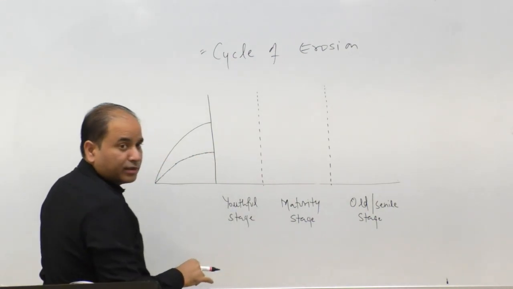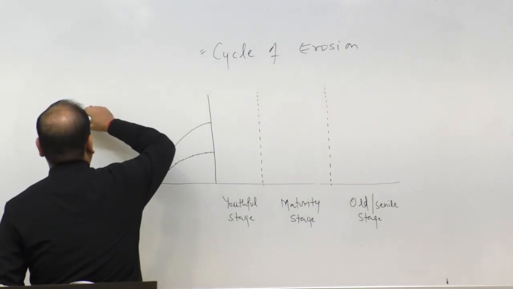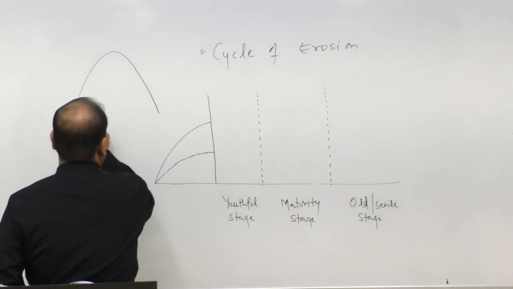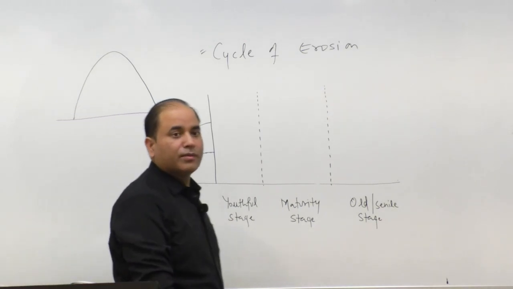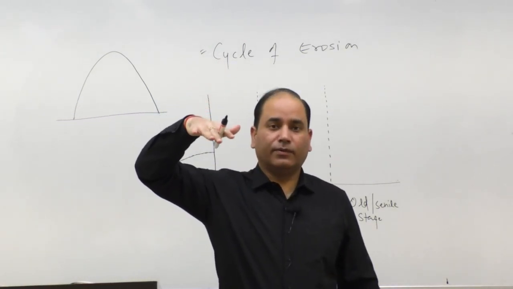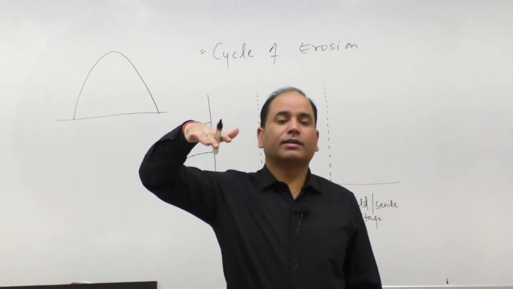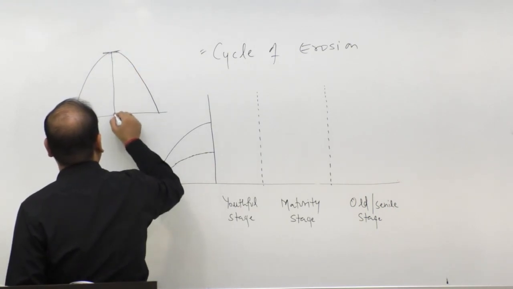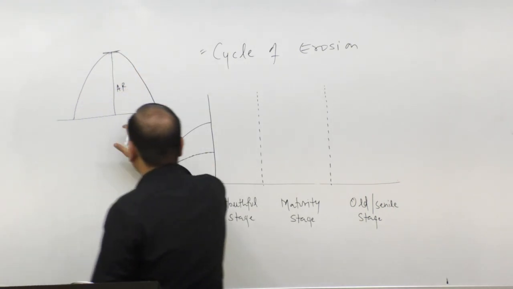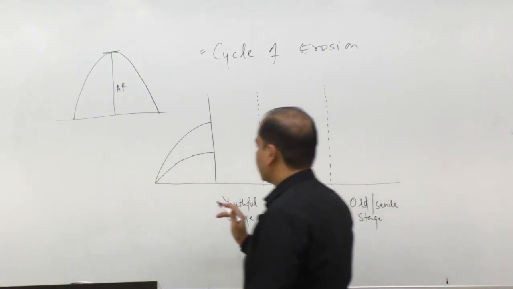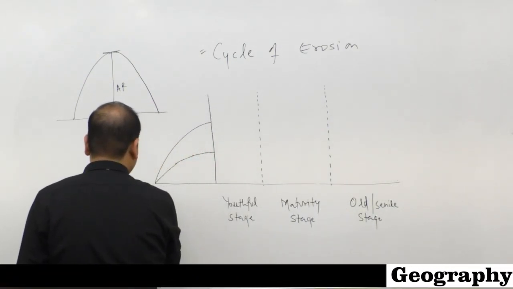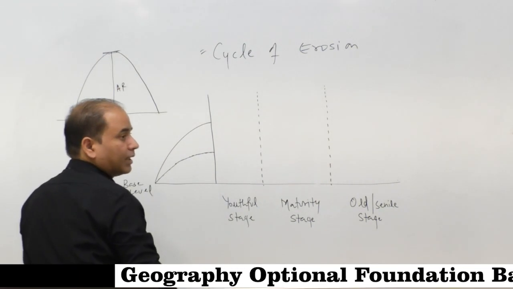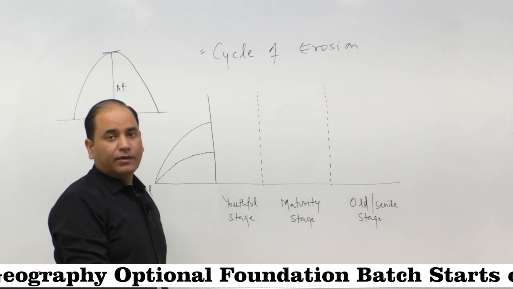Now try to understand, there are a few things. Let's say this is a mountain. The maximum height of the mountain is considered the absolute relief. So this is the peak of the mountain, and let's say this is your base level. From this base level, this height will be considered as absolute relief.